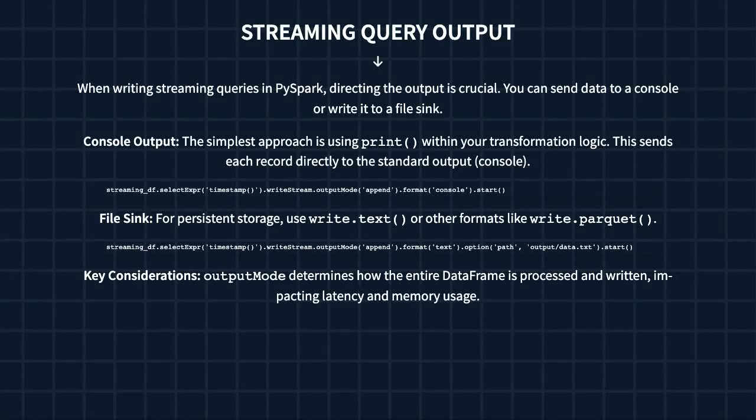Okay, let's talk about getting output from your PySpark streaming queries. There are two main ways to do this. You can pipe it straight to your console using the print function within your transformations, which is really handy for debugging and quick checks. Or, if you want to save it persistently, you'll use the write text or other formats like write Parquet. Remember that the output mode setting, whether you're appending to a file, processing the entire dataset at once, or updating incrementally, significantly impacts your query's performance and how much memory it uses.